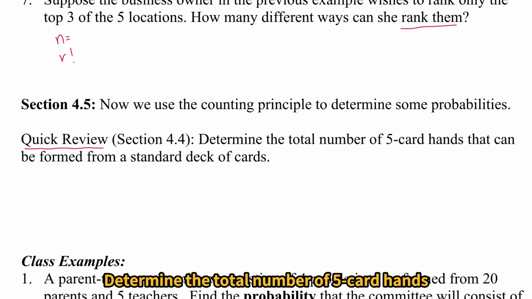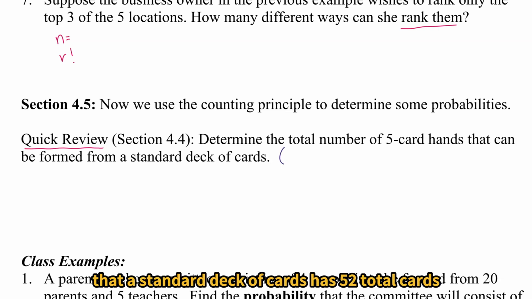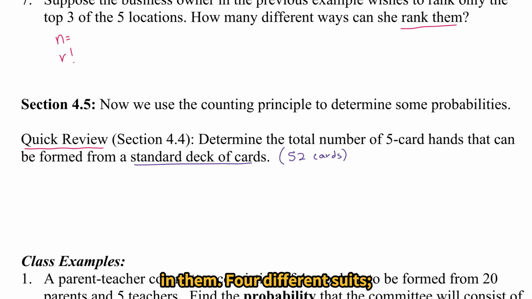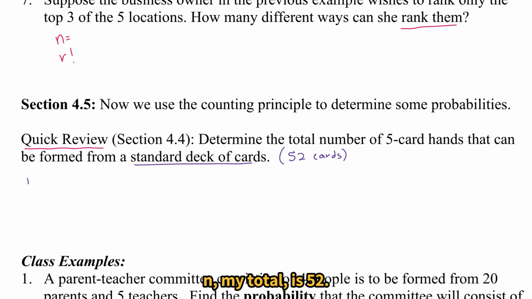Determine the total number of 5-card hands that can be formed from a standard deck of cards. Recall from last week that a standard deck of cards has 52 total cards in them, 4 different suits, 13 cards in each suit. So we're looking for how many different 5-card hands. Here, N, my total is 52, and I want groups of 5, so I'm going to take R to be 5.